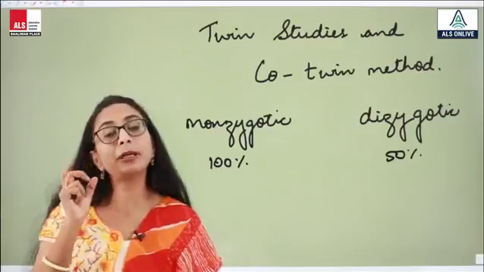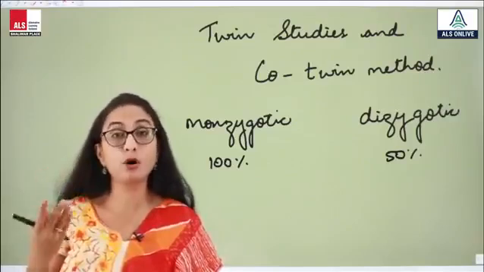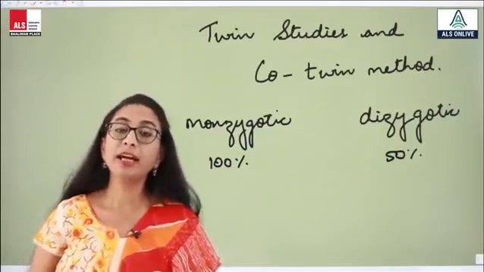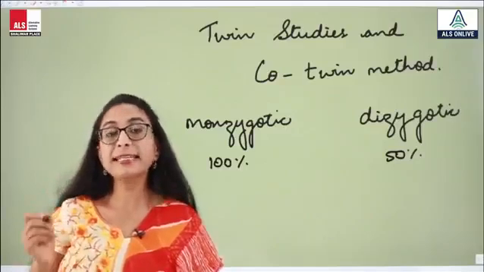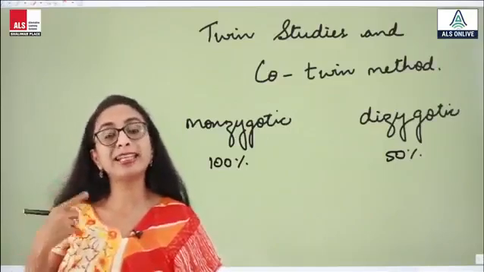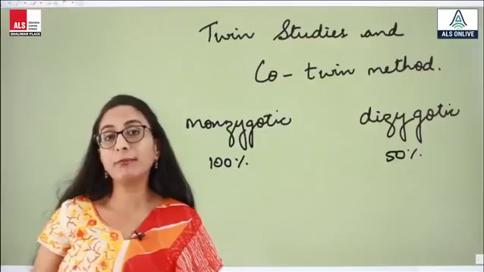So what do we mean by concordance? If a particular trait or a character is expressed by both the twins, or it is not expressed by both the twins, then we call the twins concordant. If a particular trait or a character is expressed by one individual of the twins and it is not expressed by the other individual belonging to the pair of twins, then we call them discordant.